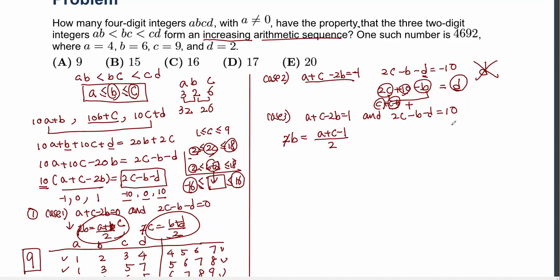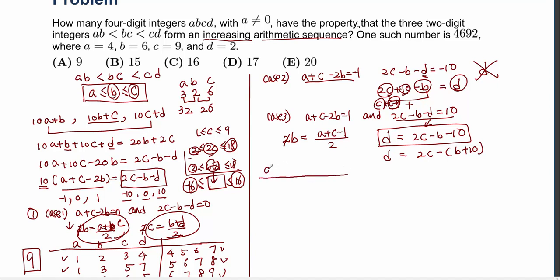Over here, d is how much? d equals 2c minus b minus 10, right? Can you see that over here? A little more detail, an easier way: d equals 2c minus b plus 10, right? When you have a number b or c, you can find the d over here. So now let's find all possible values of b. This is a, b, c, d.